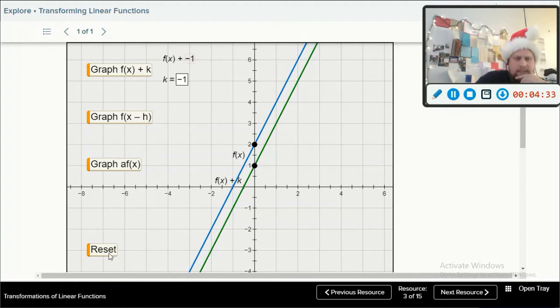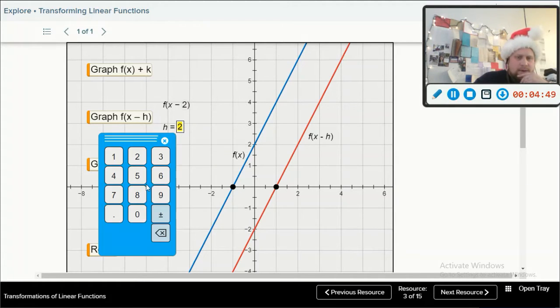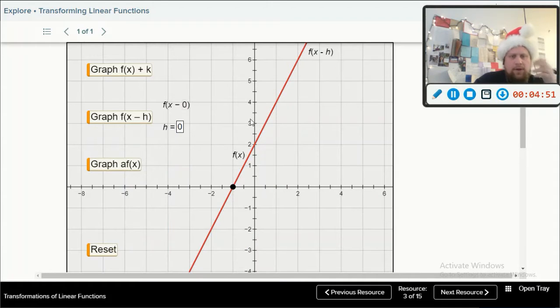Now, let's go ahead and reset this again. I want to look at the graph of f of x minus h. All this means is that when I put in my x value, instead of subtracting or adding to the y value, I'm going to subtract or add to the x value. So in this case, let's go to 0 again. Notice if it's 0, nothing happens.